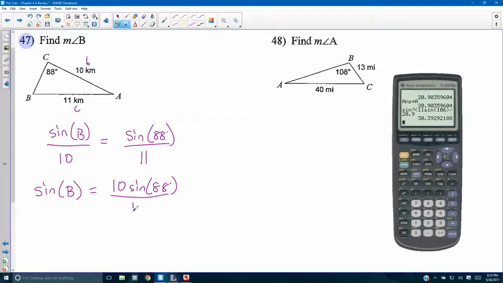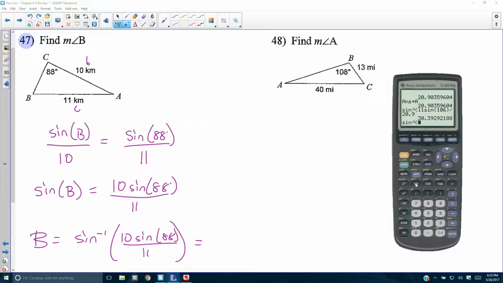So multiply both sides by 10, we get this. Take the inverse sine of both sides, we will be getting a new value there. 10 times sine of 88, all divided by 11. All right, so it's going to be about the inverse sine here. Well, I think they said nearest tenth. So 10 times sine of 88, all divided by 11. Looks like 65.3 degrees.